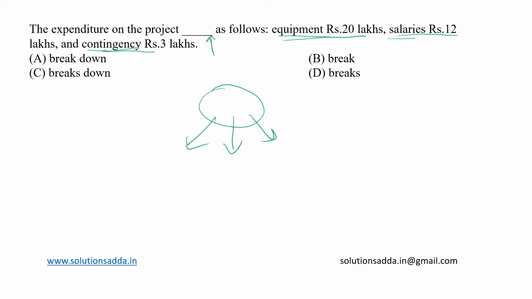So in this blank, we want to fit a phrase which is on similar lines as divides, because this entire expenditure is being divided among these 3 factors. So looking at the options, we see that breaks down is the most appropriate choice, because the expenditure on the project breaks down as follows is similar in meaning to it divides into these following factors. So the correct option will be C, breaks down.